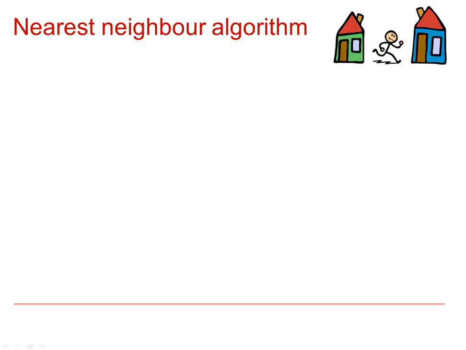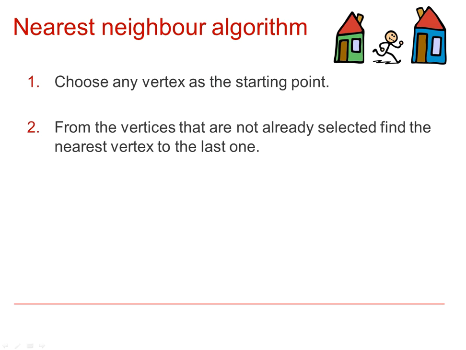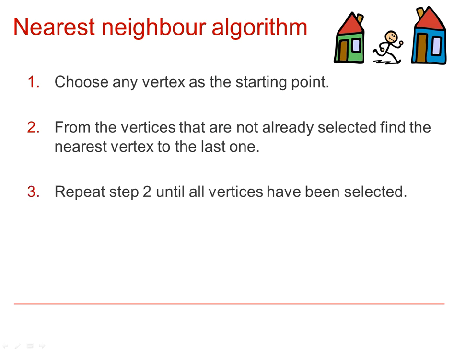Well, the nearest neighbor algorithm is another one of these greedy algorithms, very similar to Prim's, but differs in one very crucial way. So it says start at any vertex, which is basically the same as Prim's, but then it's the next bit. It says from the vertices that have not already been selected, find the nearest. So we go to the nearest one. Well, that I suppose is the same as Prim's, but then we keep going to the next one.